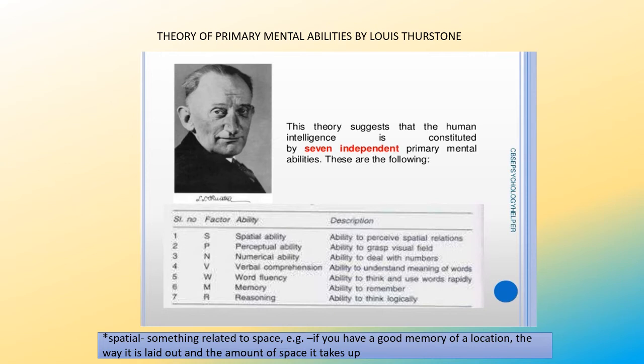Spatial ability is the ability to perceive spatial relations. Perceptual ability is the ability to grasp the visual field. Numerical ability is the ability to deal with numbers. Verbal comprehension is the ability to understand the meaning of words. Word fluency is the ability to think and use words rapidly. Memory is the ability to remember. Reasoning is the ability to think logically. So these are the 7 independent primary mental abilities according to Louis Thurstone, which is regarded under the psychometric approach.